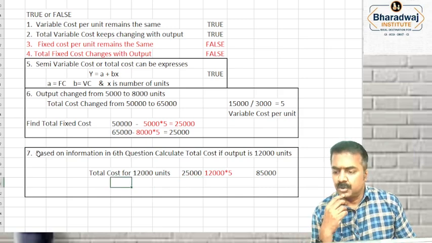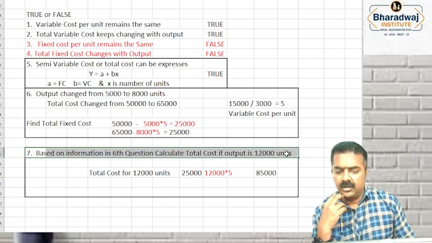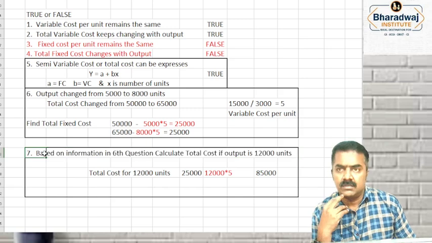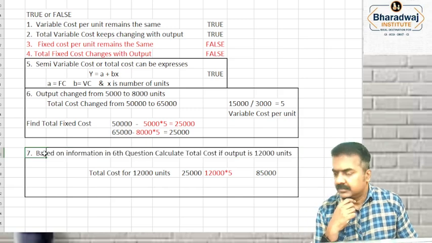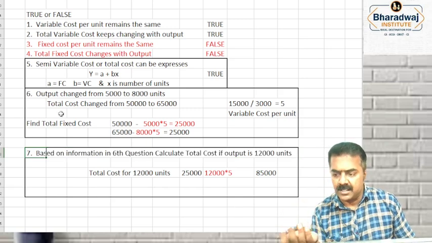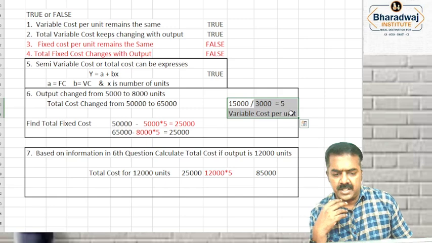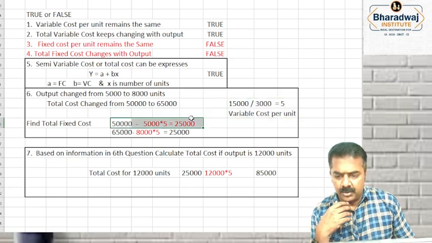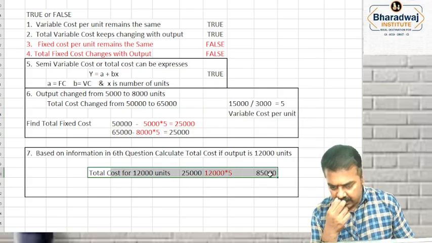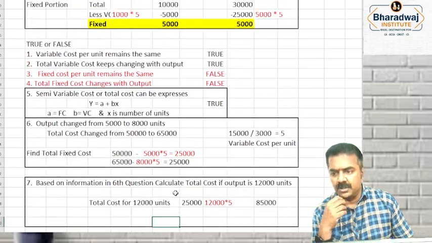Shall we? Done? Hello, online friends, please respond. Any doubt in this? Change in cost by change in output gives the variable portion. From total, eliminate variable portion, you get what? Fixed portion.